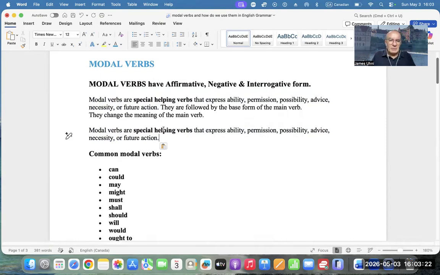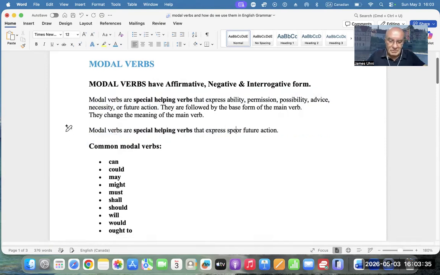Modal verbs are special helping verbs that express... now I will delete, and I will write special or future action. Why action? Because it's a verb. That's without question. When it's an action word, it is a verb.